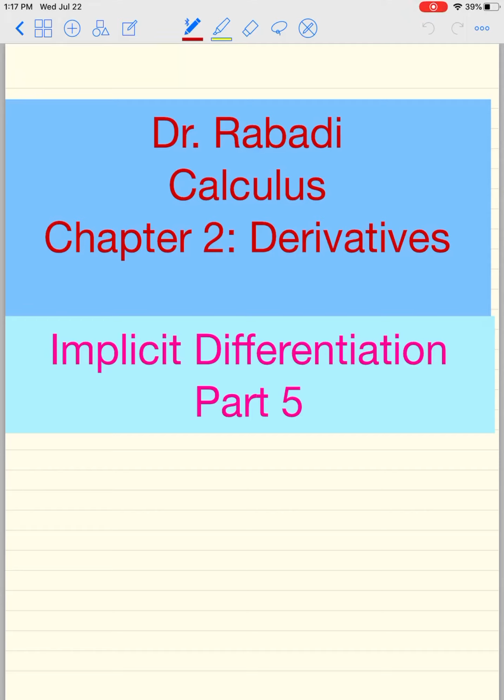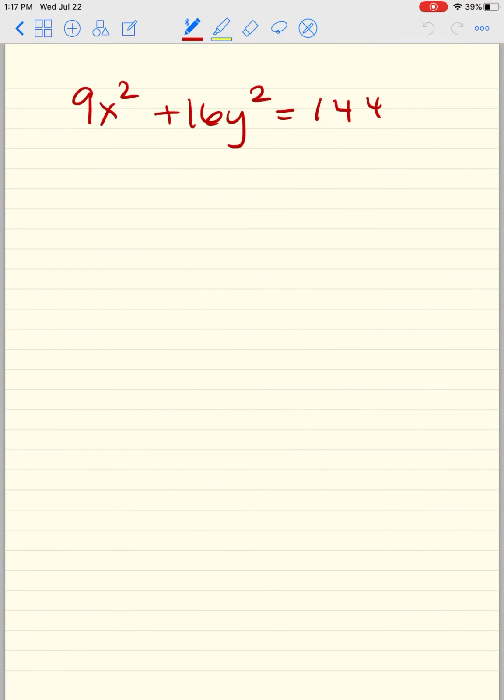Hey guys, welcome back. This is implicit differentiation again. This is part 5, and in this video I'm going to be mixing it up with some polynomials and some trig, and we're going to just find dy/dx in each case, and then some of them I'm going to ask you to evaluate at a certain point. So let's take a look at this.